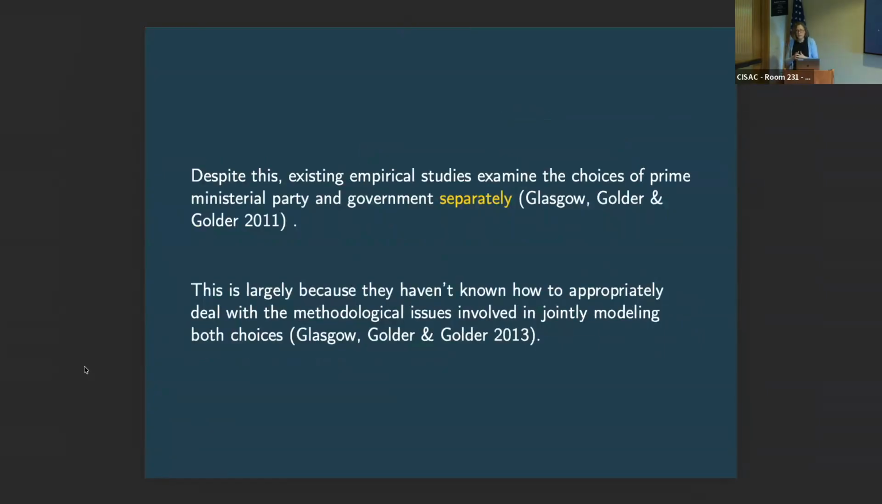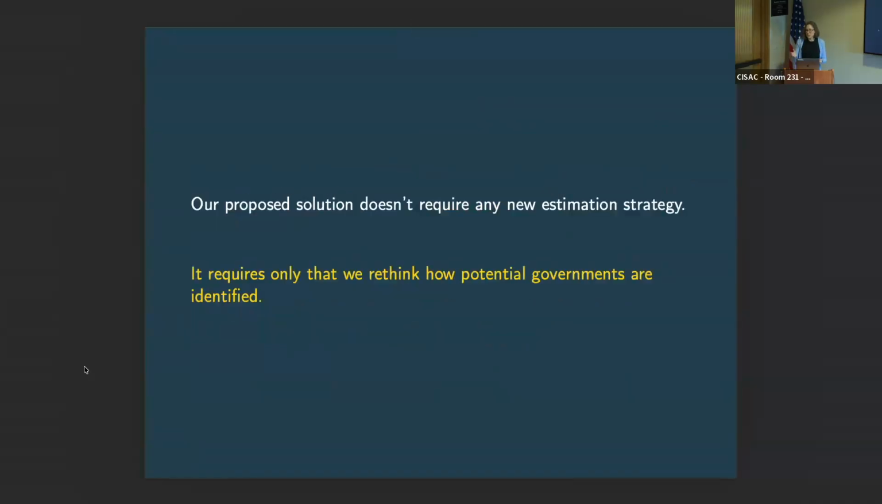But as I said, the existing empirical studies either look at the choice of government or they look at the choice of prime minister. And one of the reasons is because it's been really hard to figure out how you do both. So we have a proposed solution, and we don't need a new estimation strategy. We just have to rethink how we're going to identify our potential governments.